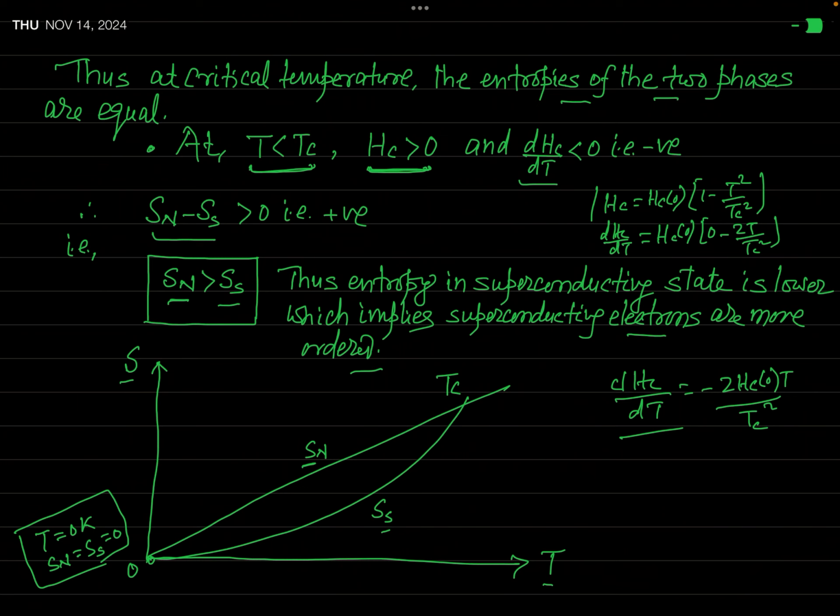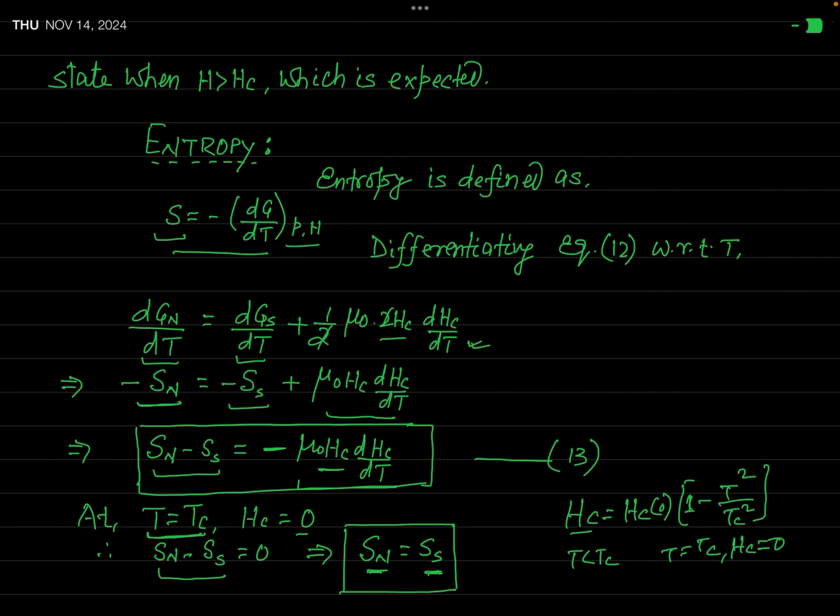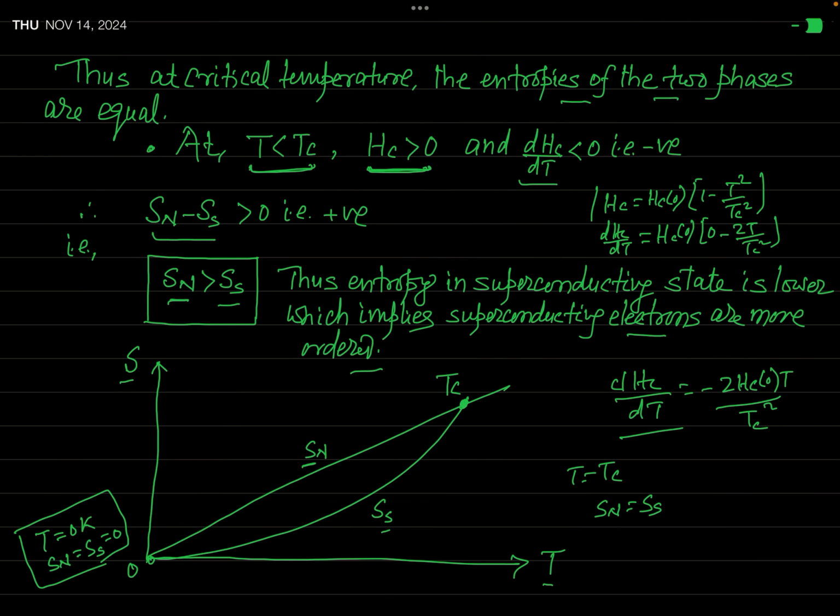But when temperature is raised, Sn remains greater than Ss. But you can see at this particular temperature Tc, when T is equal to Tc, then again Sn is equal to Ss, which we have seen here. Sn is equal to Ss when T is equal to Tc. So this graph represents the variation of entropy of the superconducting state Ss and the entropy of the normal state Sn against temperature.